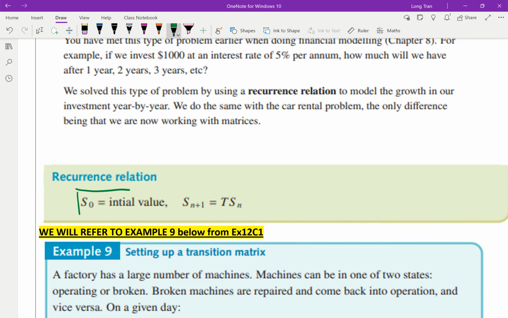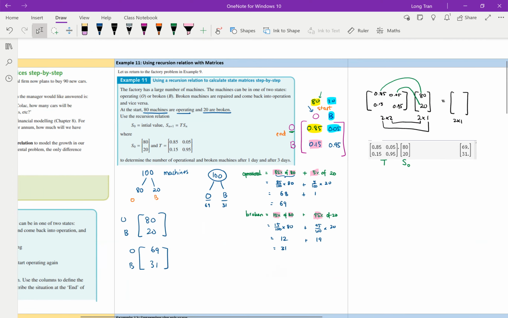So this now creates what we have here, a recurrence relation. S0 is the initial value. It's the matrix that you start off with. And then to work out subsequent days, Sn plus 1, the transition matrix multiplied to the previous value. So this is similar to recurrence in what you did with financial modeling.